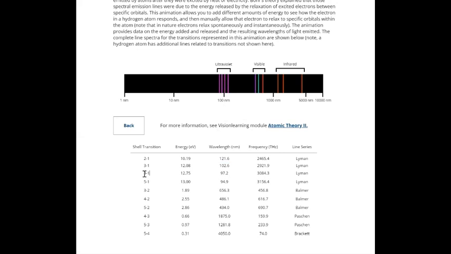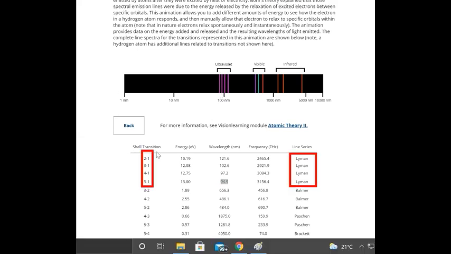Fine. Similarly, when the electron makes a transition from 4 to 1, it produces energy of wavelength 97.2, somewhere around here. Similarly, if it is 5 to 1, then it produces energy 94.9, somewhere around here. So in all of these cases, where the electron makes a transition from a higher state 2, 3, 4, 5 to a lower state 1, it gives energy which falls in the ultraviolet region.